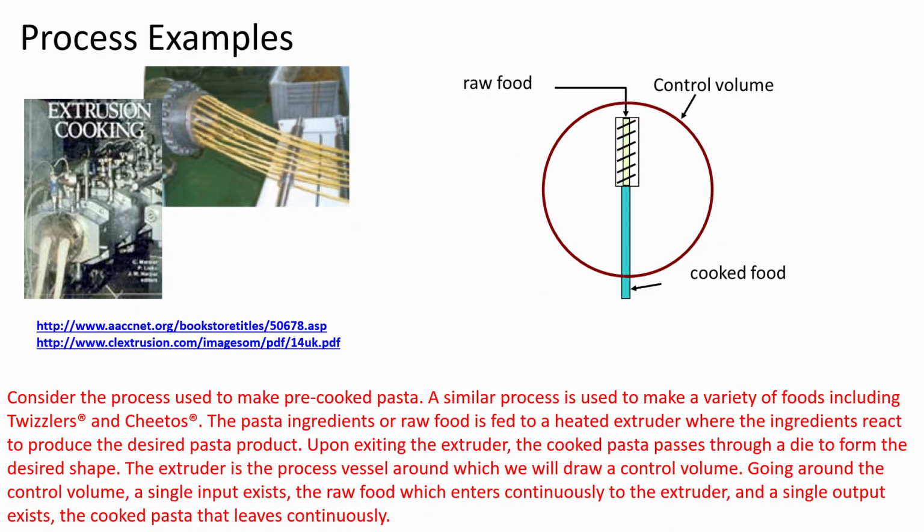Consider the process used to make pre-cooked pasta. A similar process is used to make a variety of foods, including Twizzlers and Cheetos. The pasta ingredients or raw food is fed to a heated extruder where the ingredients react to produce the desired pasta product. Upon exiting the extruder, the cooked pasta passes through a die to form the desired shape. The extruder is the process vessel around which we'll draw a control volume. Going around the control volume, a single input exists, the raw food which enters continuously to the extruder, and a single output exists, the cooked pasta that leaves continuously.